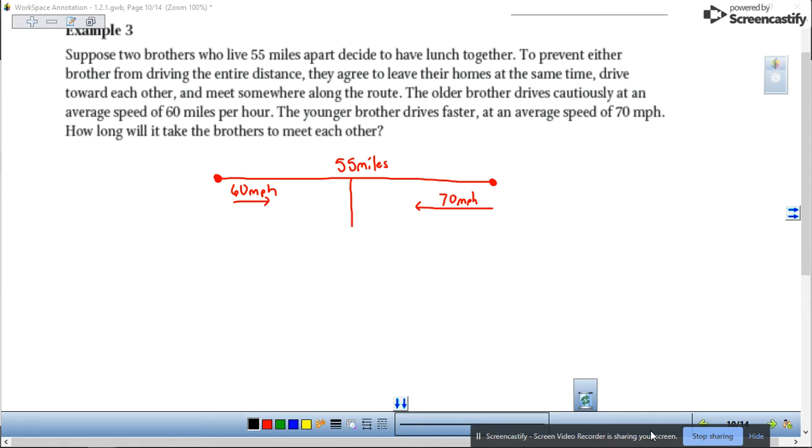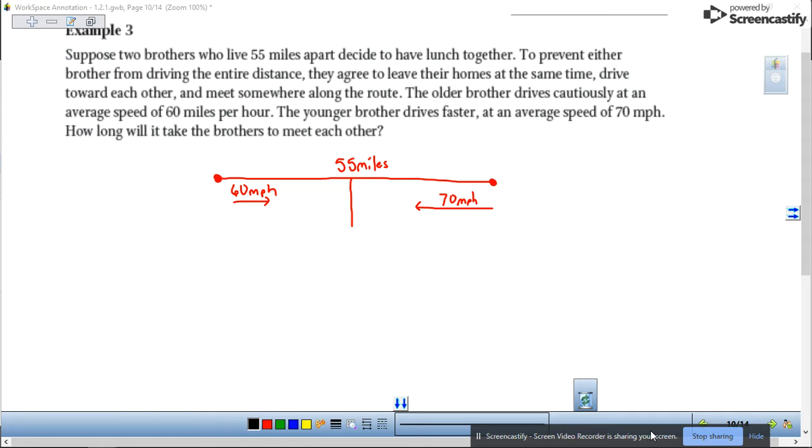All right, guys. Moving on to example 3. We're going to really test your thinking here. We're going to rely on this problem. Suppose two brothers who live 55 miles apart decide to have lunch together. To prevent either brother from driving the entire distance, they agree to leave their homes at the exact same time. That's important. Drive towards each other and meet somewhere along the route, wherever they run into each other.